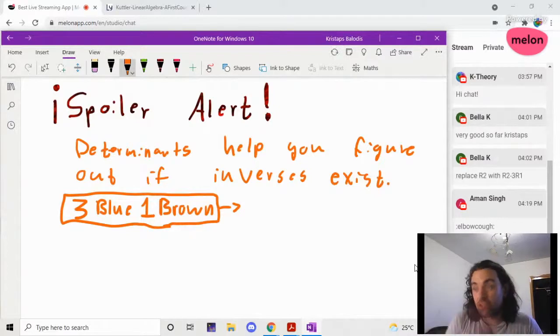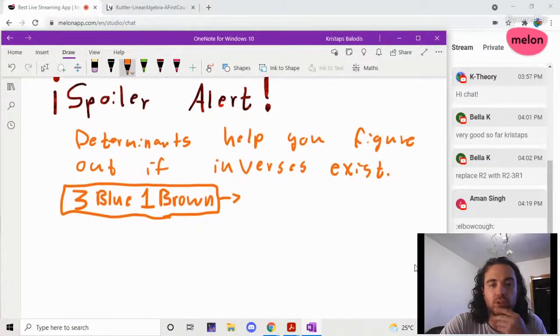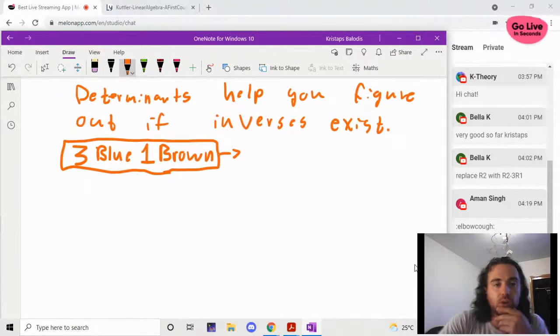And just warning, yeah, that some of that will be new information. But once you see it, it makes all these things click together. Okay, so what do I mean by determinants help you figure out if an inverse exists? Well, this is just what mathematicians would call a theorem.